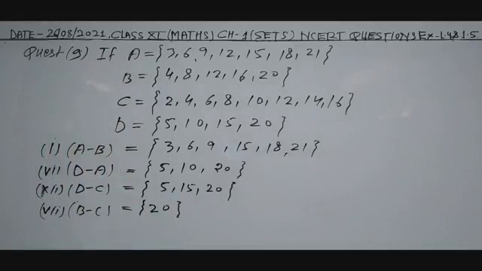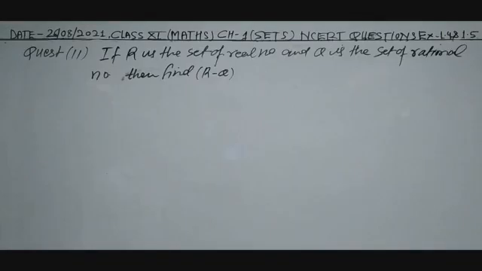Now question number 9 is completed. Now come to the next question. The next question is question number 11. If R is the set of real numbers and Q is the set of rational numbers, then find R difference Q.